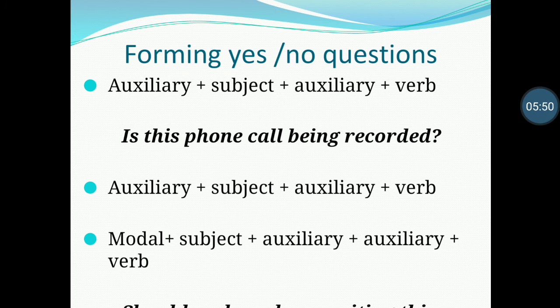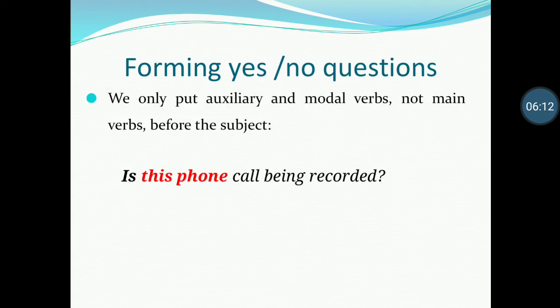This is the structure of a yes or no question. First we use the auxiliary verb, then the subject, and then the auxiliary verbs and main verb. If you are given a modal verb, it is modal verb plus subject plus auxiliary and the main verb. While framing a yes or no question, we have to use only the helping verb first. In a yes or no question, the initial word should be a helping verb.